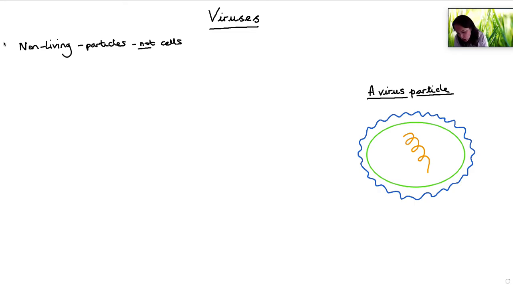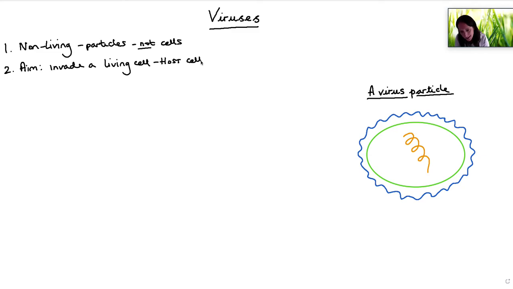What do they do? If you could say they had an aim, I suppose that their aim would be to invade a cell, a living cell, and we call that living cell the host cell. It might be a plant cell, an animal cell, a fungal cell, even a bacterial cell. It just depends on the type of virus as to which living cell it invades.